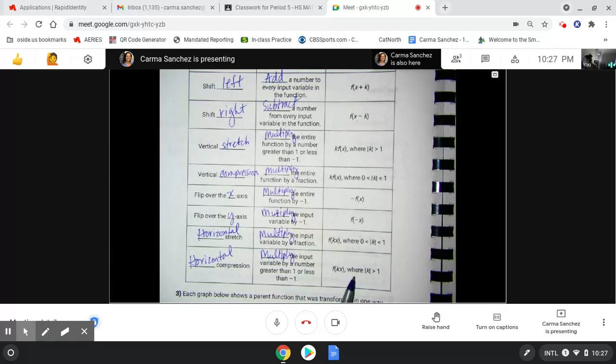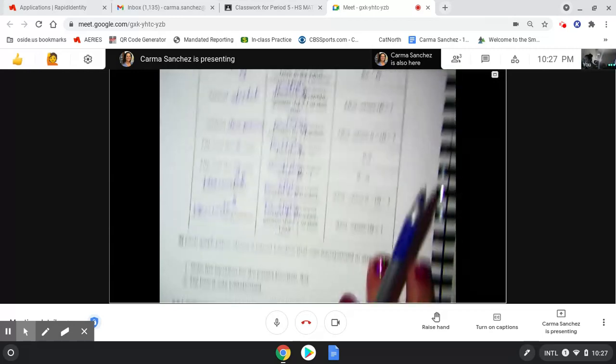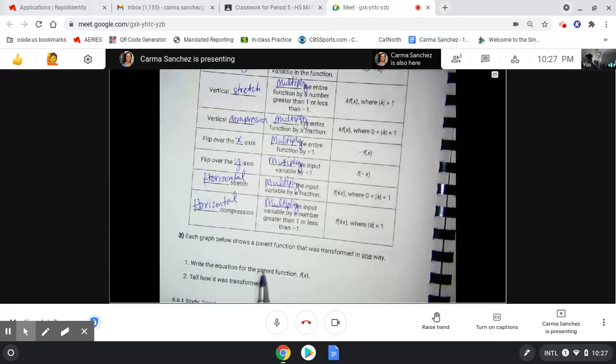So this is all the rules together of everything we've done over the last several lessons, all in one table to look at. So that's kind of nice. All right, let's finish this off. Look at number 3. Write the equation for the parent function and then tell how it was transformed. Each graph below shows a parent function that was transformed in one way.